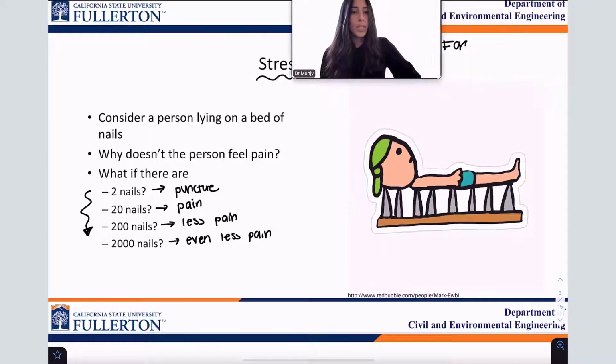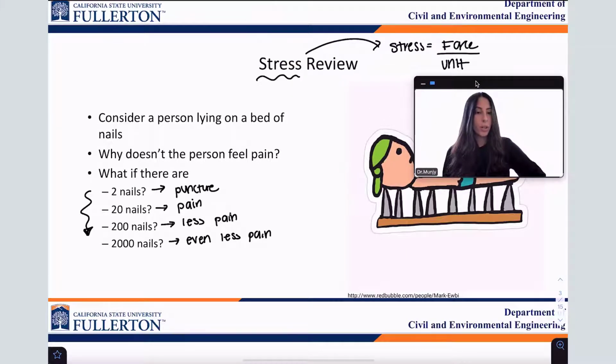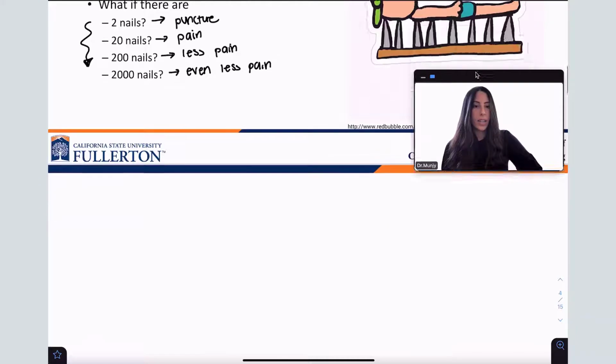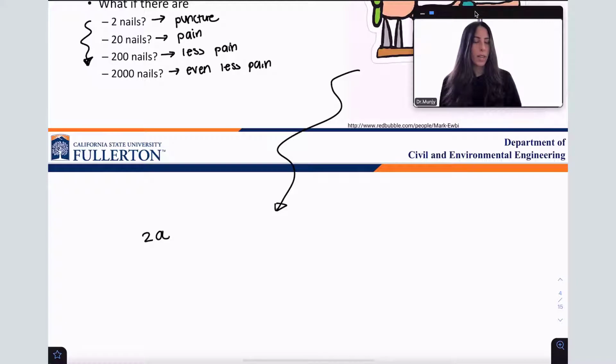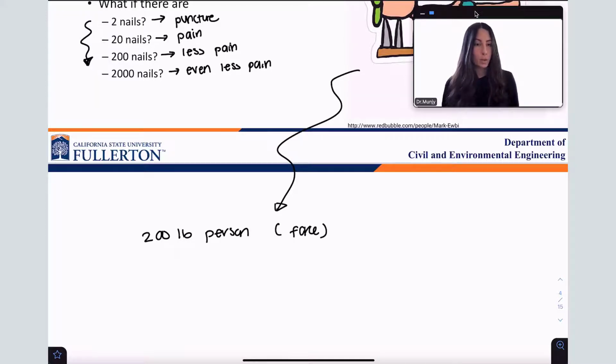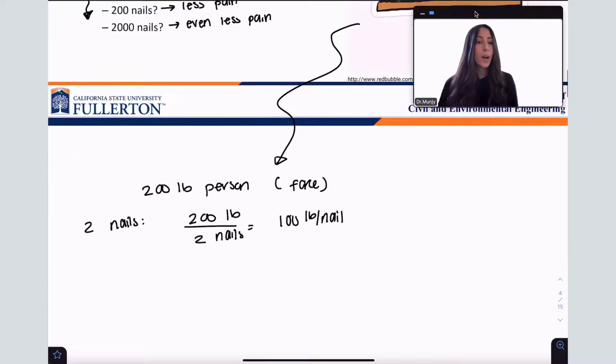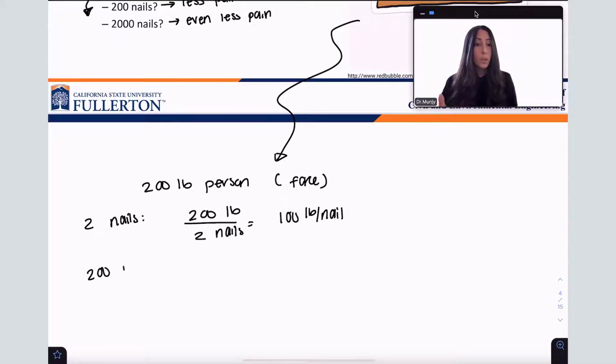So stress can be defined as the force per unit area. And let's think about this in terms of this person lying on the bed of nails again. Let's just say this person weighs 200 pounds, right? Pounds are a force, so the force would be 200 pounds here. And let's consider those 2 nails again, which we had said earlier would puncture the person. Why would they puncture the person? So we're going to take the 200-pound weight, which is a force, and divide it by the 2 nails, and that means we get 100 pounds per nail, which is really high. That means we have 100 pounds of force per each nail that person is sitting on.